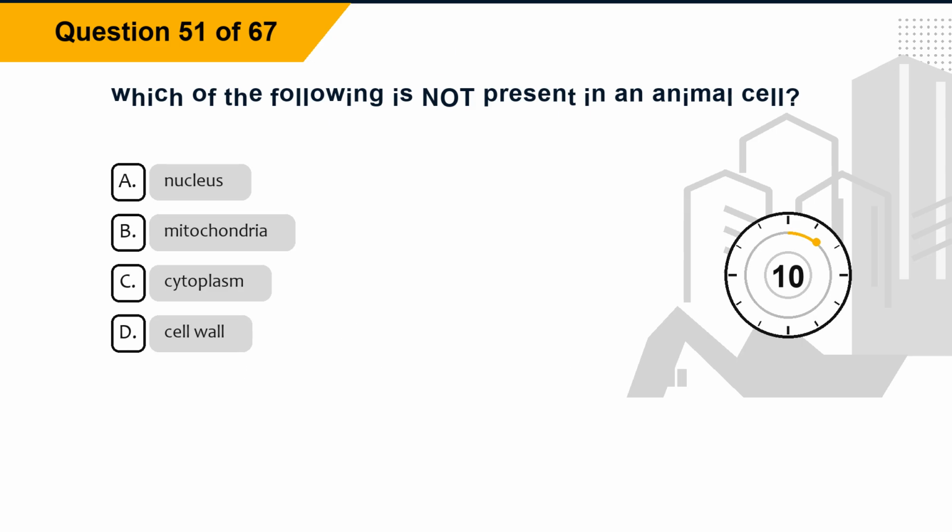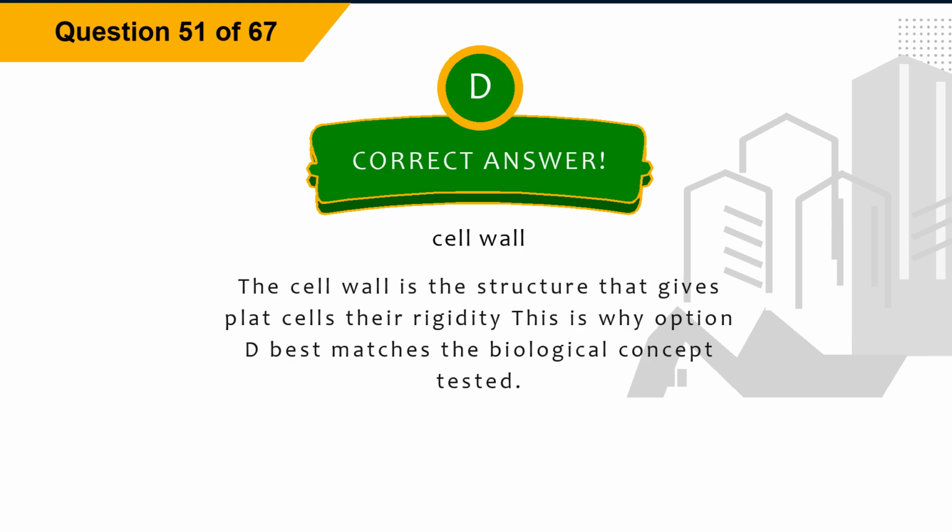Question 51. Which of the following is not present in an animal cell? Option A, nucleus. Option B, mitochondria. Option C, cytoplasm. Option D, cell wall. The correct answer is option D, cell wall. Explanation: the cell wall is the structure that gives plant cells their rigidity. This is why option D best matches the biological concept tested.